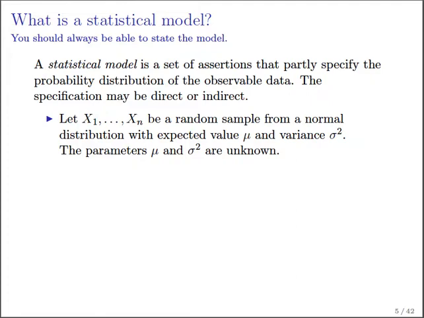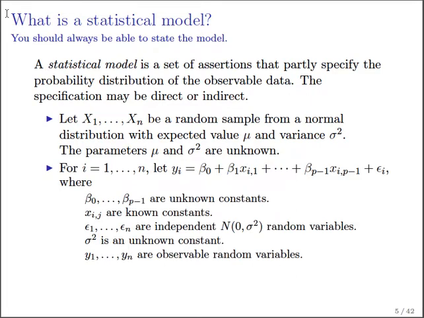Here's another example that also should be familiar. For i equals 1 to n, let Yi equal beta 0 plus beta 1 x1 plus beta 2 x2 and so on, plus epsilon i. This is a regular old regression model. Beta 0 through beta p minus 1 are unknown constants. The xij in this model are known constants because they're observable, and we'll get into that later. The epsilon 1 through epsilon n are independent normal random variables that you can't see.